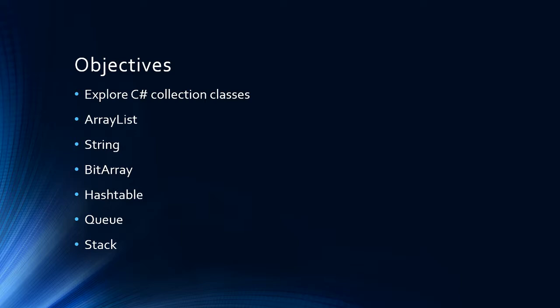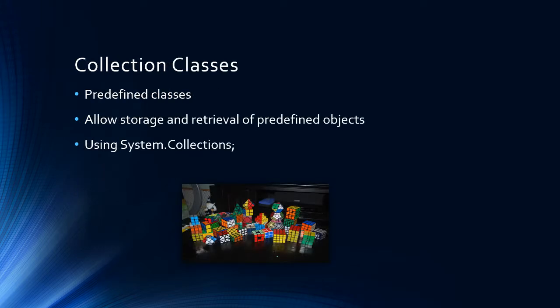So every one of these collection classes, like I say, exists as a C# class. Of course, you could create your own or add your own overrides. Our collection classes are all predefined, and they just allow us to store and retrieve predefined objects in a certain way, kind of like our stream reader and stream writer. All of these different classes require us to use the System.Collections namespace.